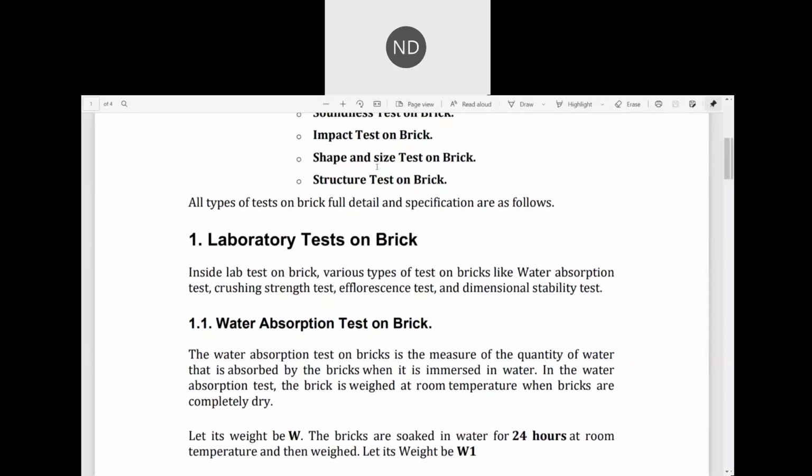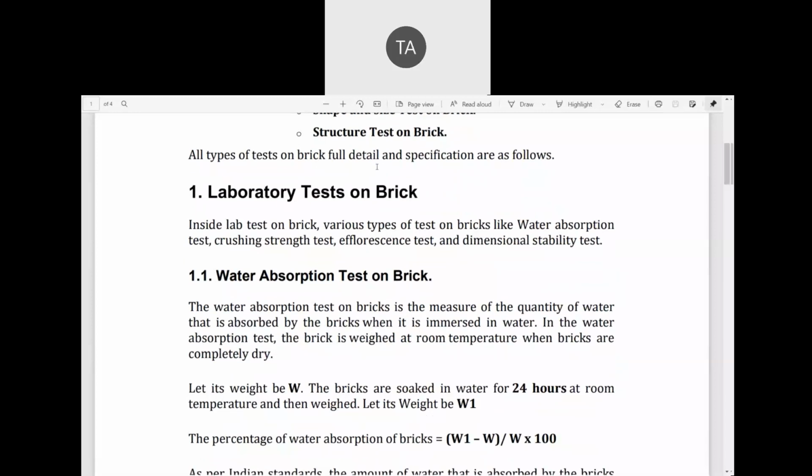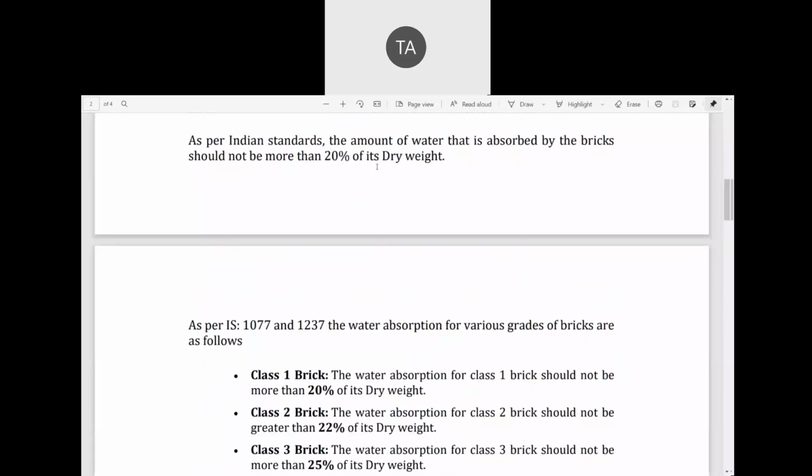Ma'am, I have seen two types of bricks. One which is made of concrete and one which is made of clay, like in Paniketi. So which one is better, and why?